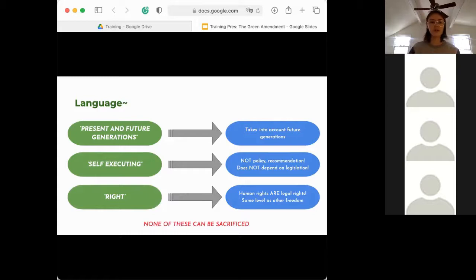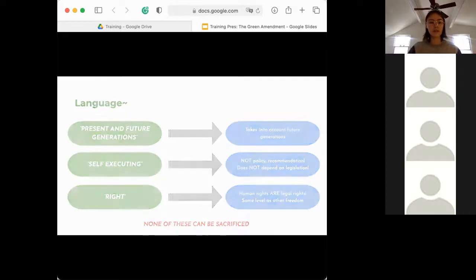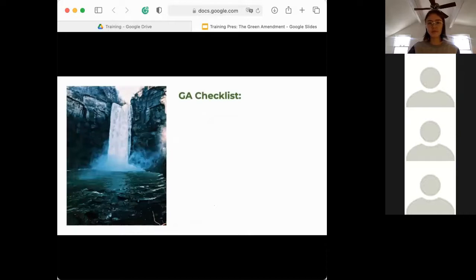Even if you have a lot of other elements of a Green Amendment, if you don't have one of these things, what you have is not a Green Amendment because it doesn't fulfill all of the things that we need the Green Amendment to fill, and it's not nearly as strong. So all of these pieces of language are incredibly important.